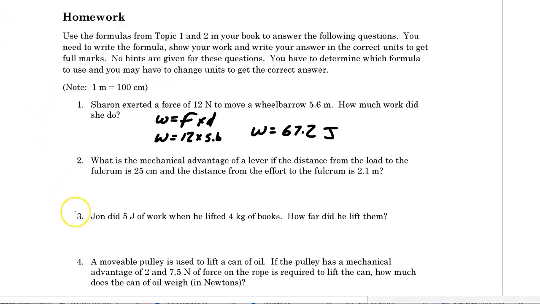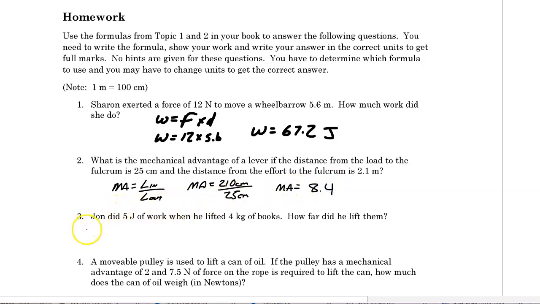Taking a look at number 2, the mechanical advantage here. Mechanical advantage is going to be the length of the input divided by the length of the output, which means the mechanical advantage of 210 centimeters divided by 25 centimeters at the load gives you a mechanical advantage of 8.4.